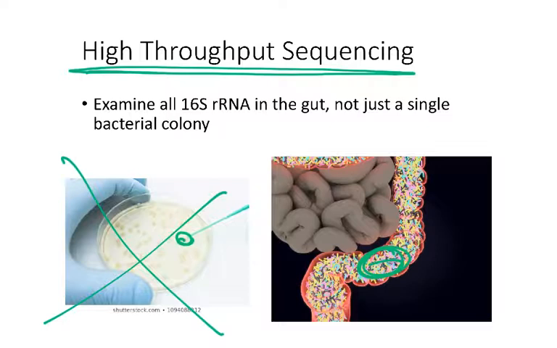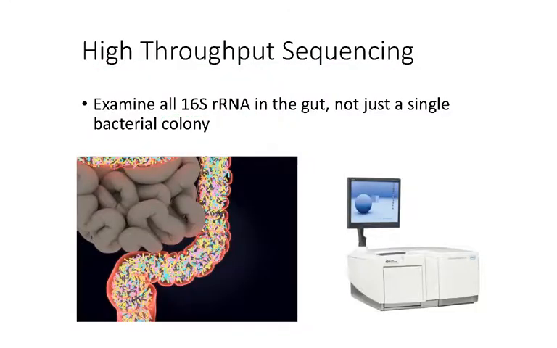Here in this picture on the right, each of these different colored blob-looking things is a different type of bacteria. In high throughput sequencing, what you can do is take a sample and then examine all the 16S rRNA in the gut. So not just from a single colony, but you can see overall how many different 16S rRNA genes and how many different types of bacteria are present in your whole sample.